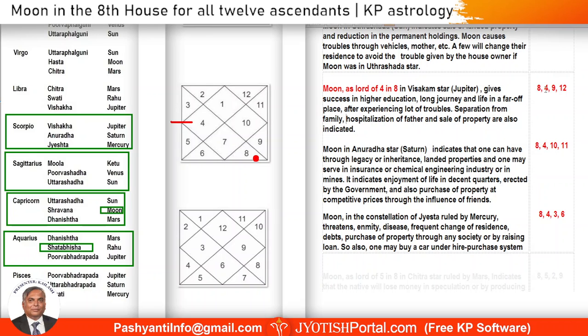So, sale of property, like I mentioned to you, whenever 8 and 4 is there, you will see that Sri KSK mentions sale of property, and usually a distress sale.